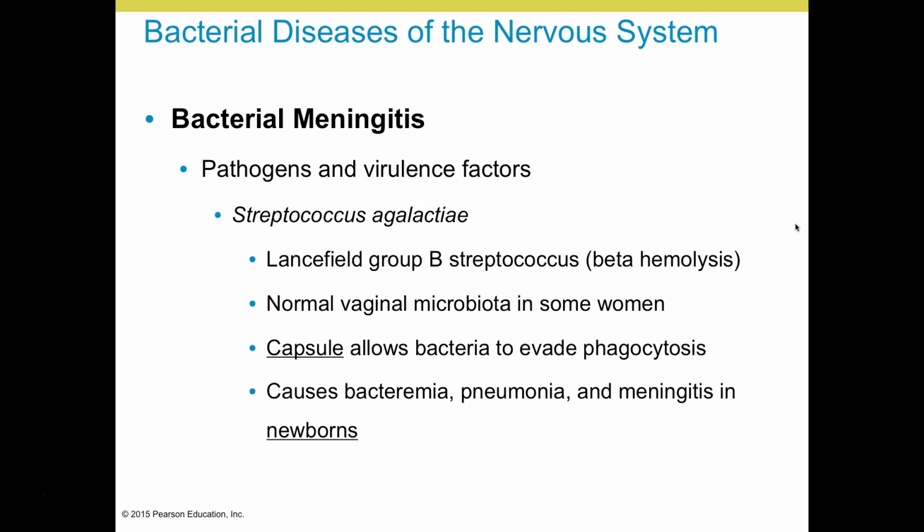Streptococcus agalactiae. This is Lancefield group B, which means it's beta hemolytic. It is a normal vaginal microbiota in some women. However, it is an opportunist, and that means it can actually become an infectious bacteria.